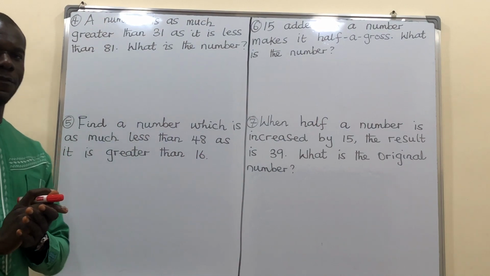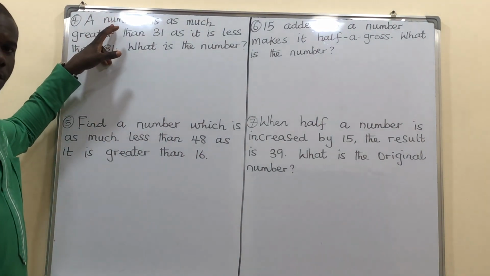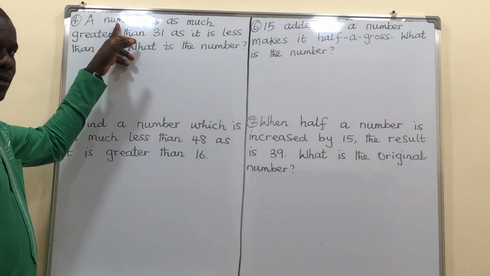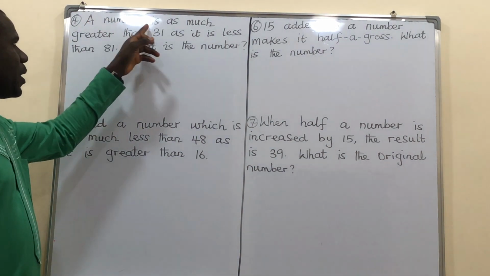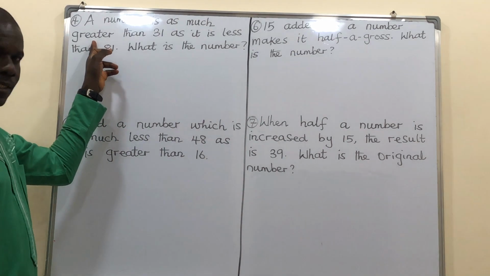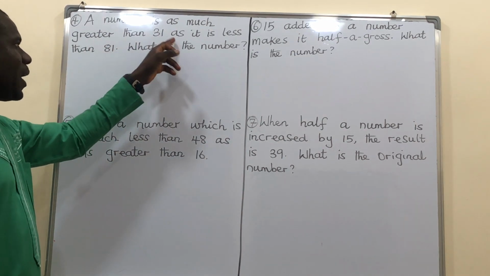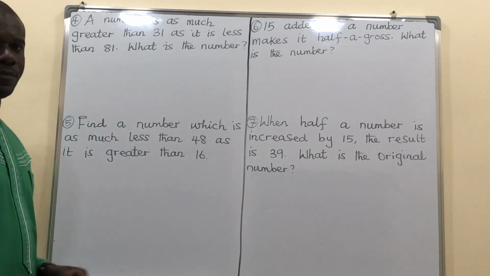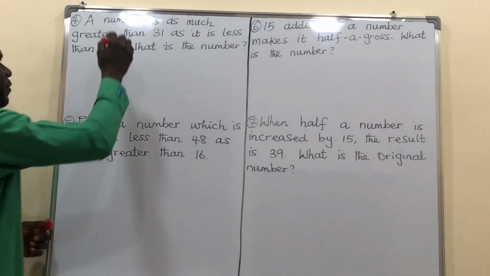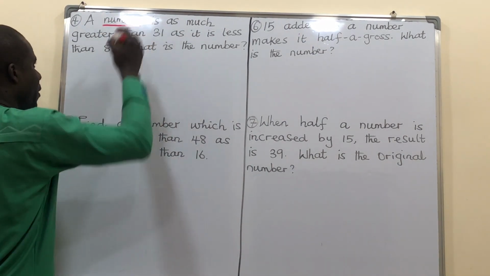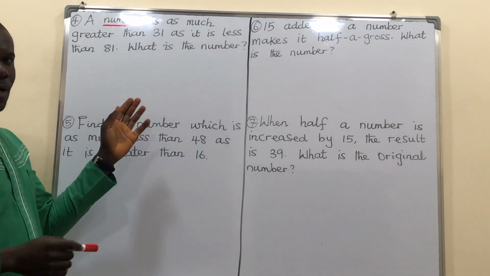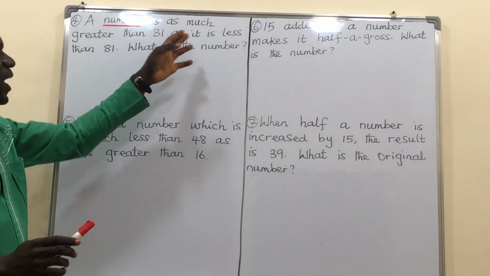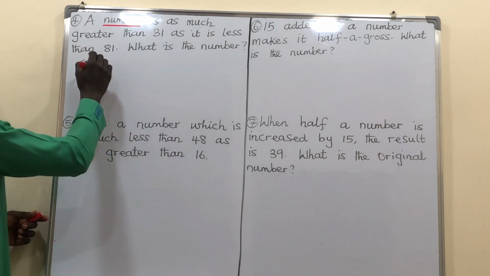Alright, so question 4. I'm going to read this question because of the reflection of the light. A number is as much greater than 31 as it is less than 81. What is the number? The number wasn't given, so I'm going to underline number. But we know that the number, the unknown number, is as much greater than 31 as it is less than 81. So let the number be x.